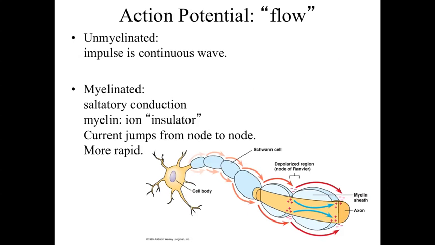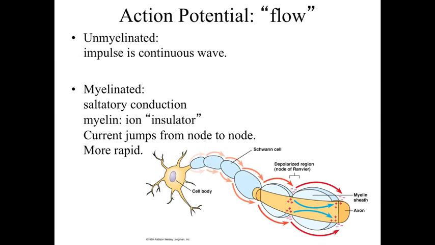Okay, so if we take a look at this, the flow of an action potential is essentially the flow of electrical signals, or at least the flow of ions, along the length of the axon, along the membrane. Now, in an unmyelinated axon, that impulse is a continuous wave. And so you open up some ion channels, and then you open up some ion channels in the next region of the membrane, and then some in the next region, and then some in the next region. And it's going to be continuous opening up every step of the way. It's a relatively slow process.